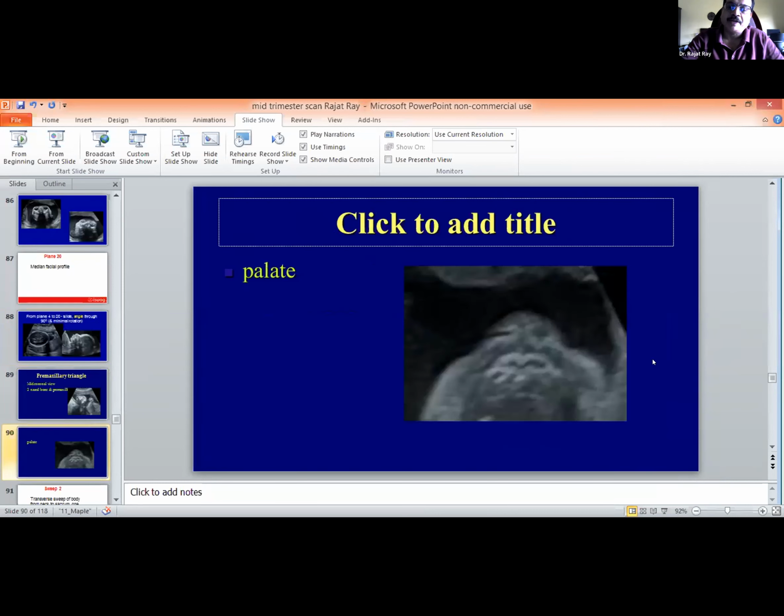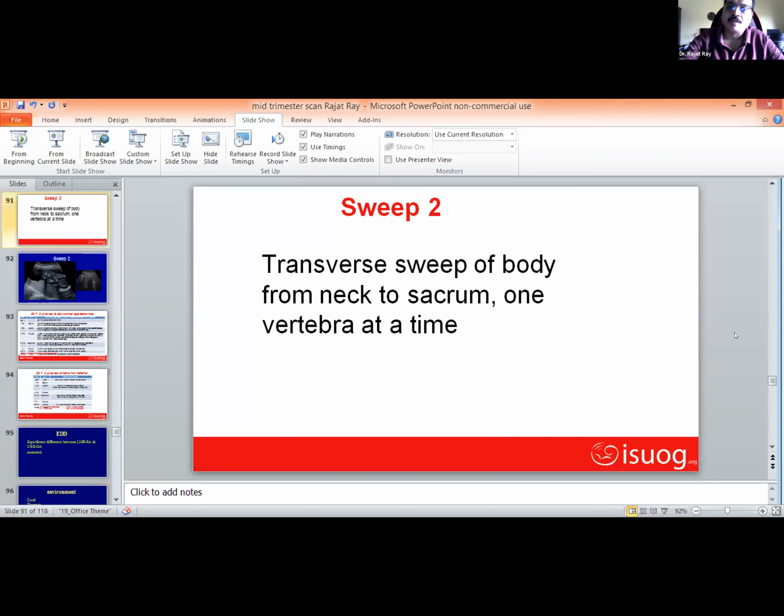And also by transverse section, if you are angling the probe from below, you can see the alveolar ridge below this, and any gap. You can also rule out the anterior cleft palate by that transverse view. Then that's the last sweep, transverse sweep of the body from neck to sacrum, one vertebra at a time.